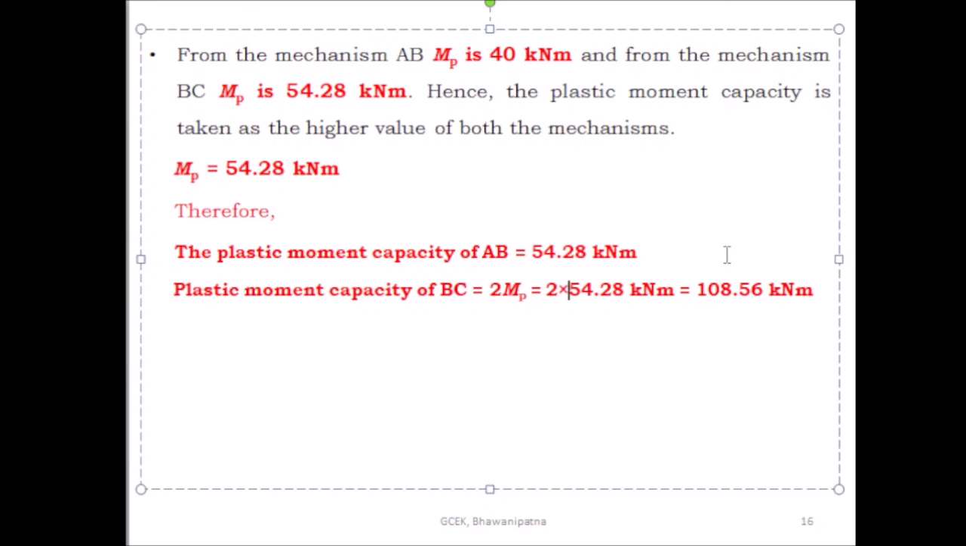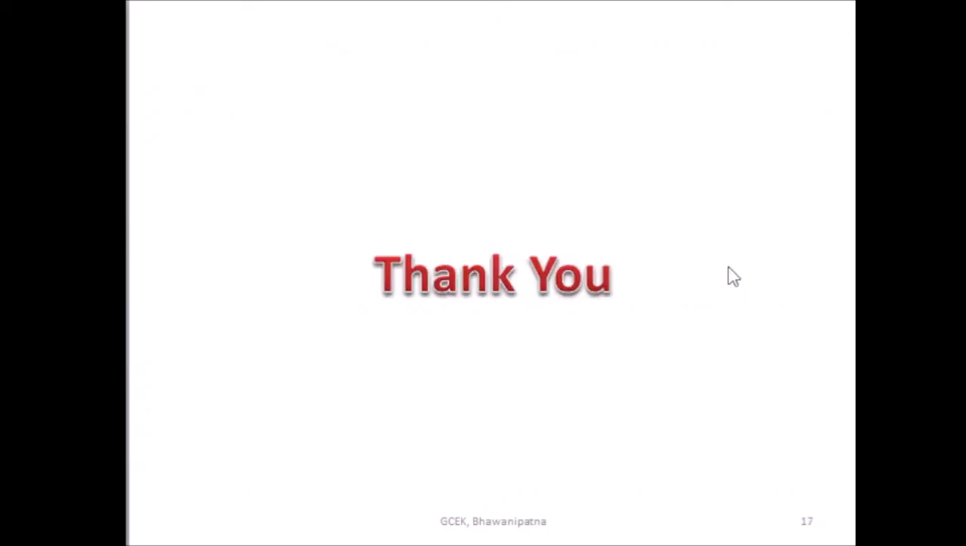So this is all about the analysis of the continuous beam when the working load is present. You first find out the collapse load by multiplying with the load factor. Then you have to find out the plastic moment by equating the internal work done with the external work done. Then after getting the plastic moment from each mechanism, you have to consider the higher value of the plastic moment. Then you can find out the plastic moment capacity of each span. Now all are clear.